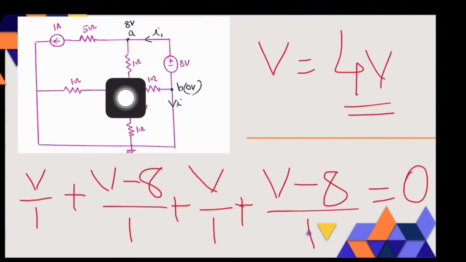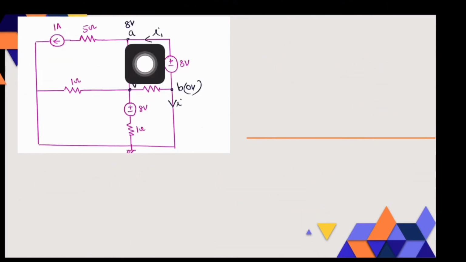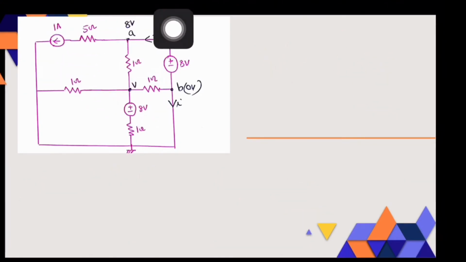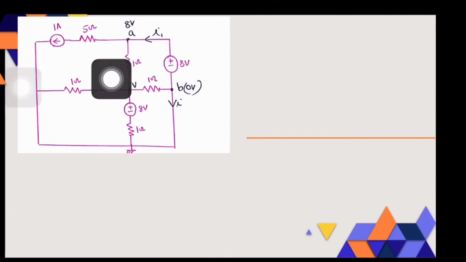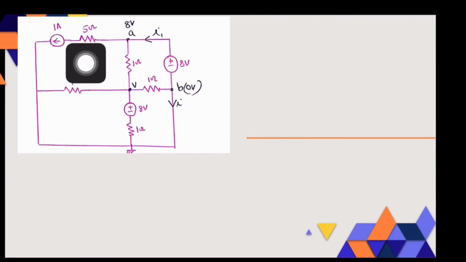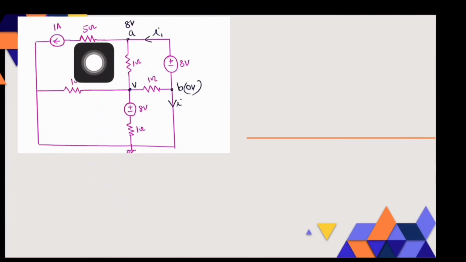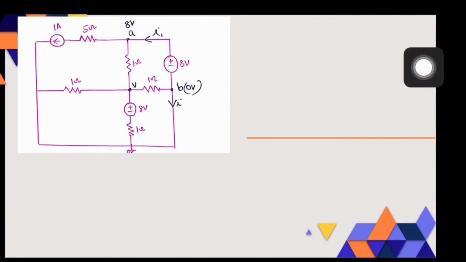Now we are going to write KCL at node A. At node A, we have 3 branches, correspondingly 3 branch currents. This branch current is labeled as an incoming current I1. Now you look at this 5 ohm. This 5 ohm and this 1 ampere current source are series connected. As you know, current through series connected elements are always same. Hence, the current through this 5 ohm is 1 ampere itself in this direction.